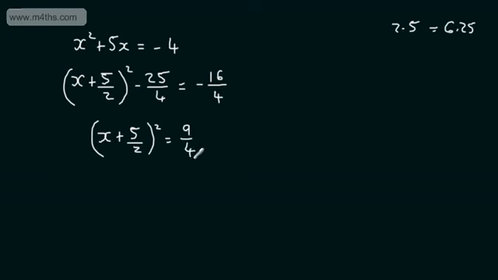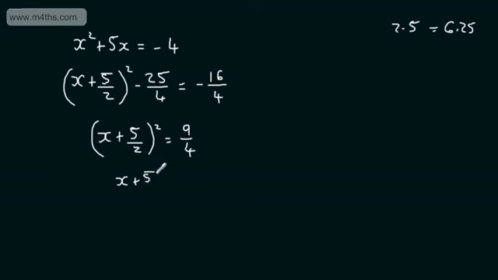Now at this stage we can see that this is going to give us real roots. If that number on the right hand side was a negative, it's not going to give us real roots, as if we try and square root a negative number, we don't get real solutions. So let's square root both sides.